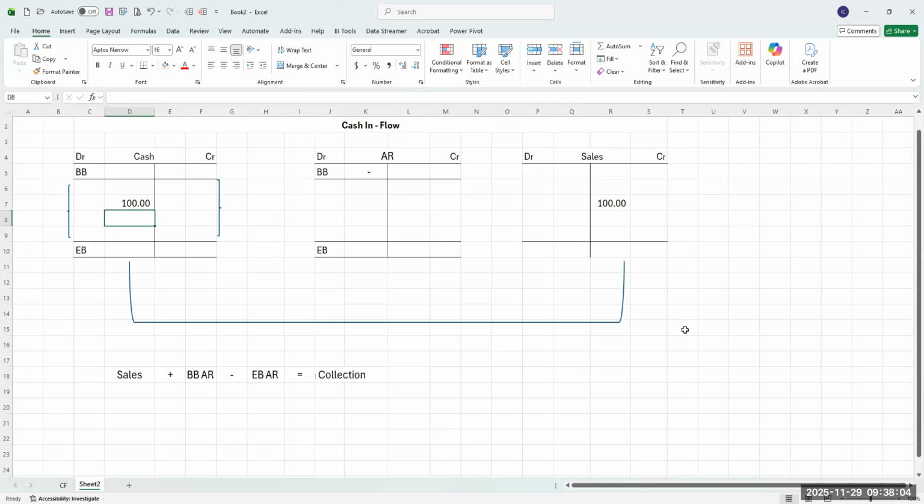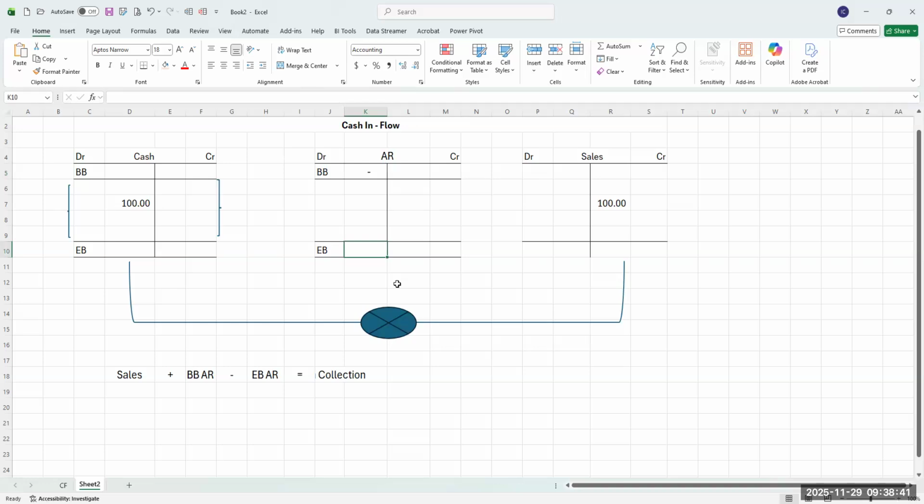Yes, Prof. Now, not all businesses run cash sales. Some businesses bill the client and the client pays later. So when this chain between sales and cash is broken, we have a new account in the middle, which is accounts receivable. What's interesting with accounts receivable? Accounts receivable have a beginning balance and an ending balance.